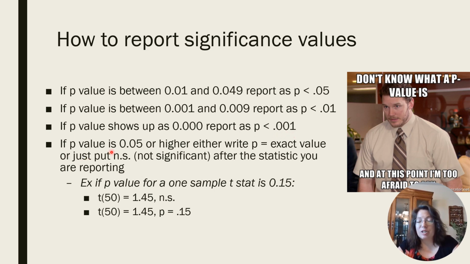If the p-value is not statistically significant, so if it's equal to 0.05 or higher, we either write the p and then the exact value, or we can put ns for not significant. So what that looks like written up is like this, ns or p is equal to 0.15.